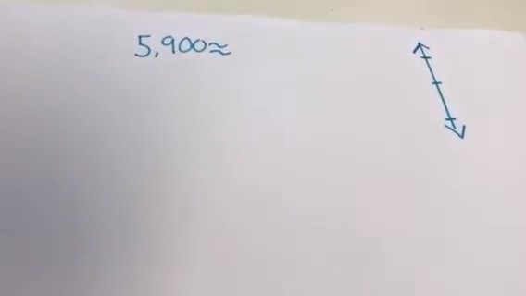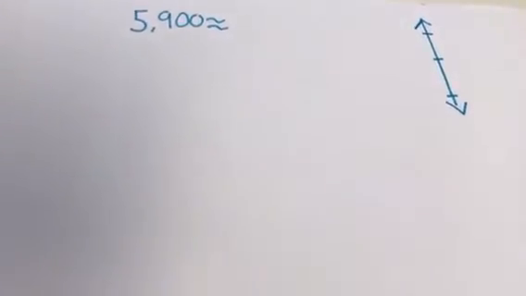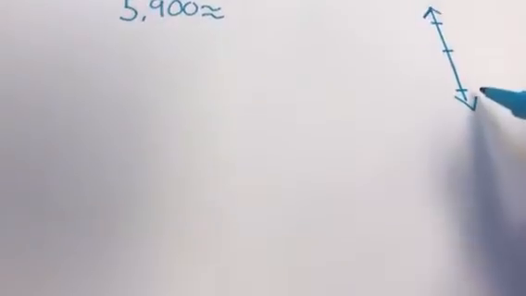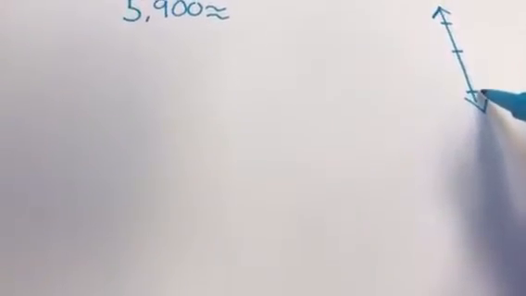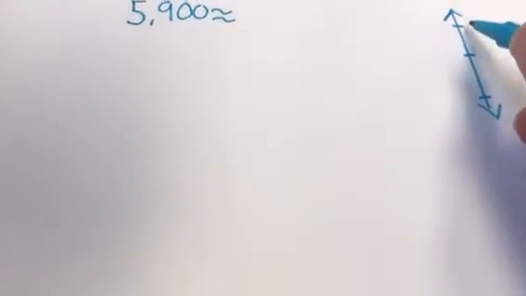Okay, today we're going to look at how to round numbers using a number line. We're going to start by rounding 5,900 to the nearest thousand. To do this, you're going to use a number line that is divided up in 3 points. We've got our starting point, our midpoint, and our end point.